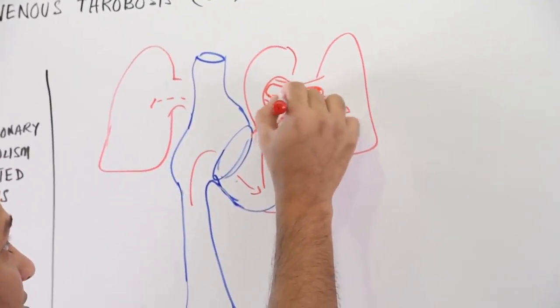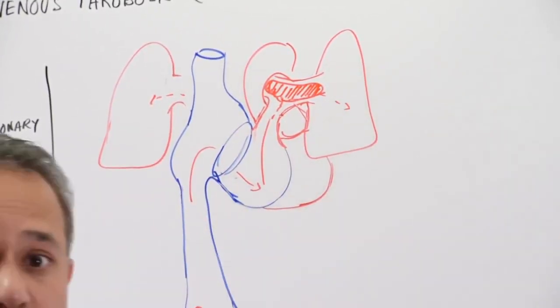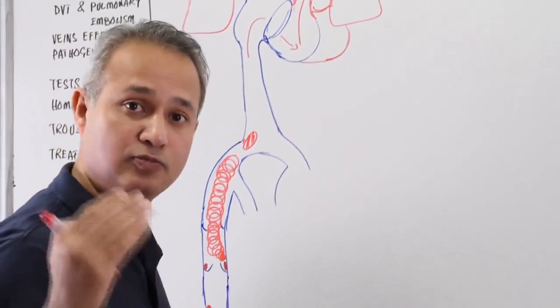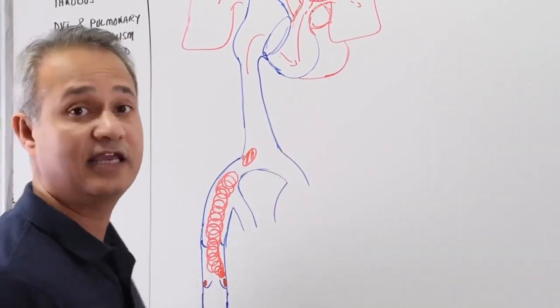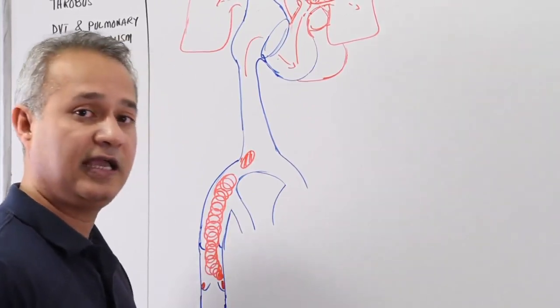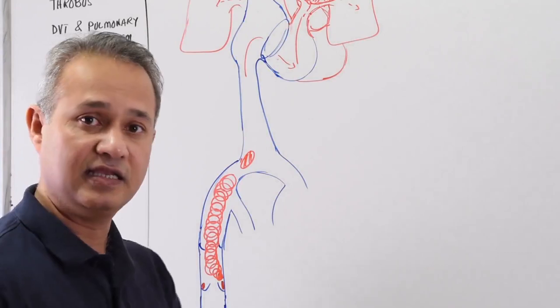normally it gets stuck. If it is a large embolus, it gets stuck at the separation of the pulmonary arteries, and that is where, if the obstruction is more than 60%, then the person can die immediately. That is the saddle embolism. So we will do the embolism and pulmonary embolism separately in a lecture.